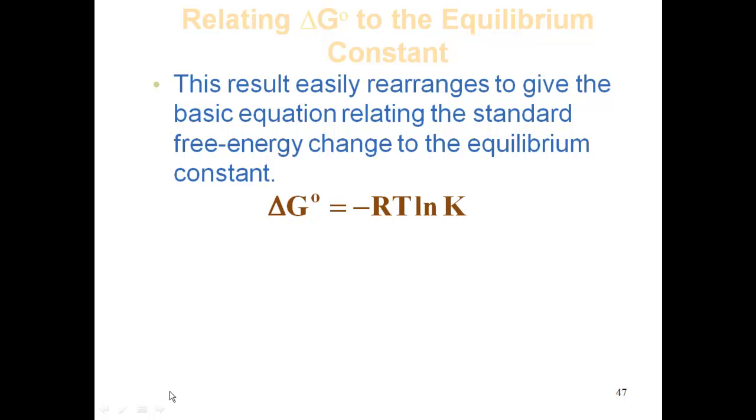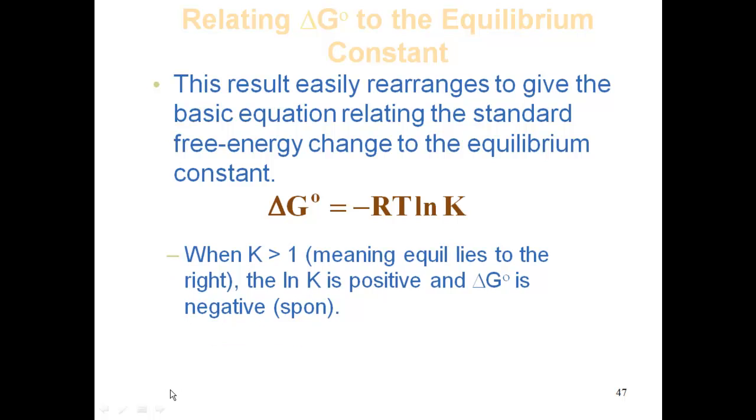You may recall we talked about the size of K. When K is greater than 1, that means the equilibrium lies to the right. It means it's a spontaneous reaction, spontaneous as written. Mathematically, if I take the natural log of K being greater than 1, I'm going to get a positive value. Negative times positive means a negative delta G, which is the same thing as saying a spontaneous reaction.